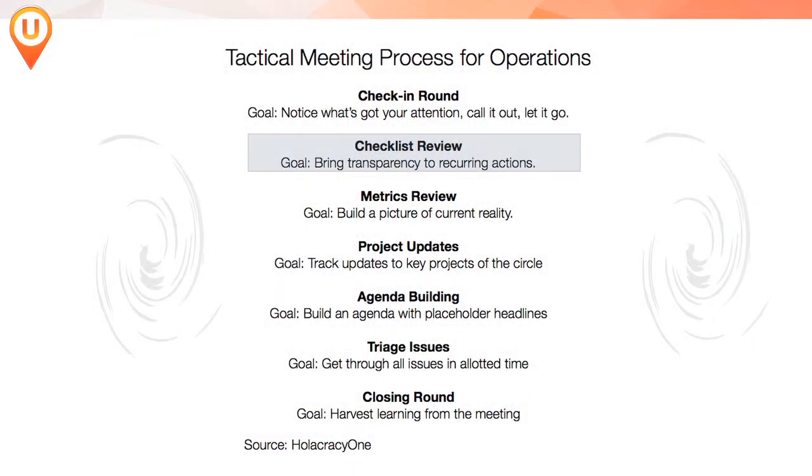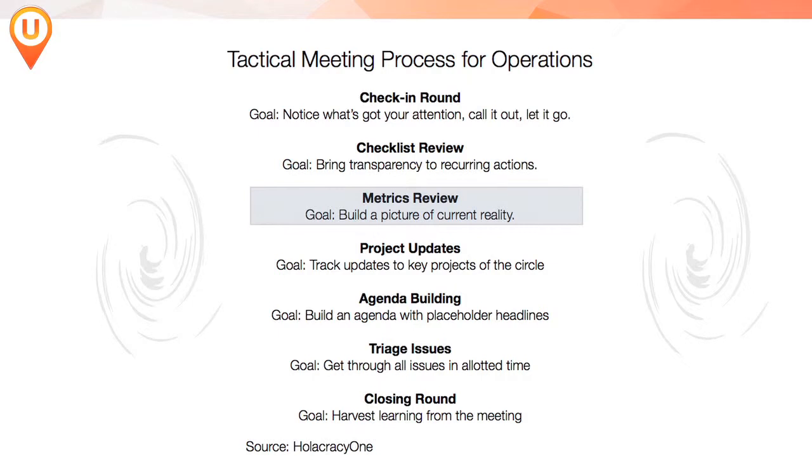So the first thing we do once we've checked in is we go to the checklist review. The goal of the checklist review is to bring transparency to all of our recurring actions. So we have a list of next actions that we're going to be working on, and we'll move through them very quickly. It's a very rapid process. It's quite high energy in the operational meetings. We move through and go, okay, is this action complete? If not, what's the status update? And move on to the next one. So it makes sure that everybody stays informed and can make any connections that they need to around next actions.